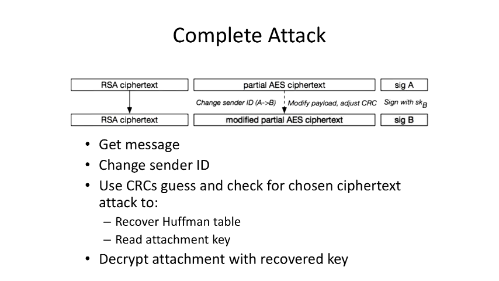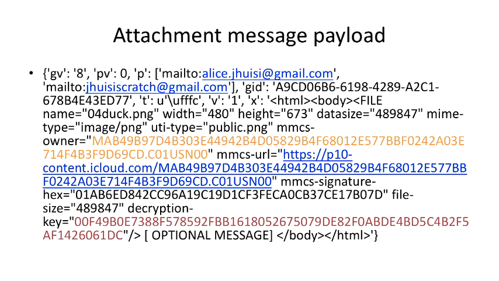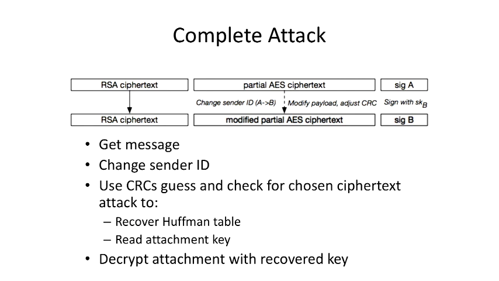Right, so once you have that, the attack is fairly straightforward. You get a message somehow. You change the sender ID, you use the CBC guess and check attack, both to recover the Huffman table and then to read out the attachment key, right, this key right here. And then, given that, you simply decrypt the attachment message that you've downloaded from iCloud.